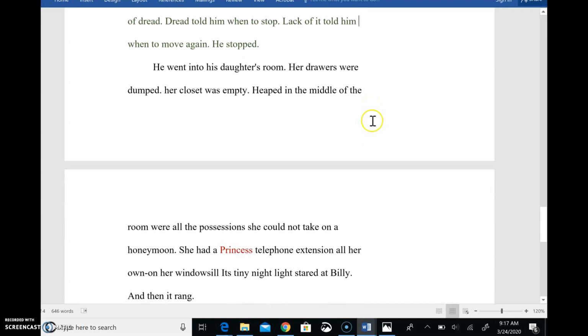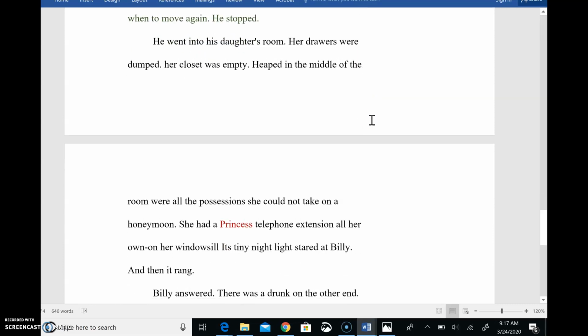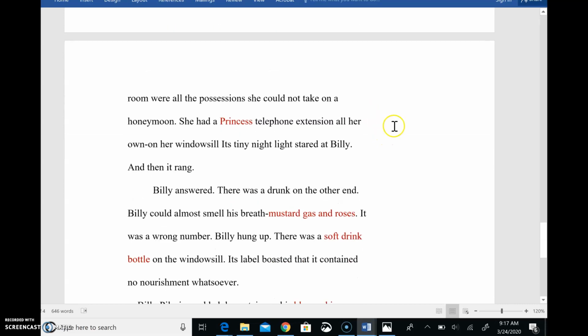He went into his daughter's room. Her drawers were dumped. Her closet was empty, heaped in the middle of the room were all the possessions she could not take on a honeymoon.